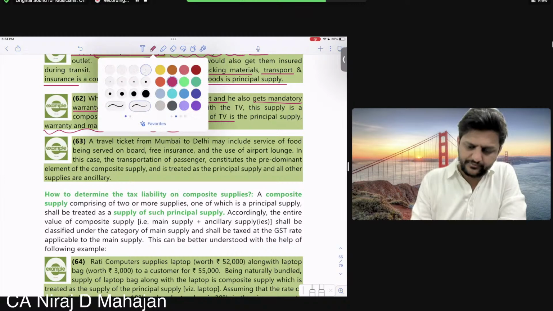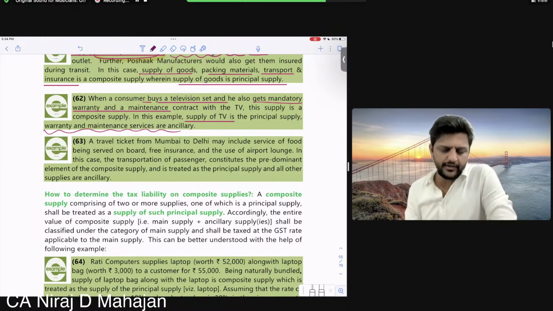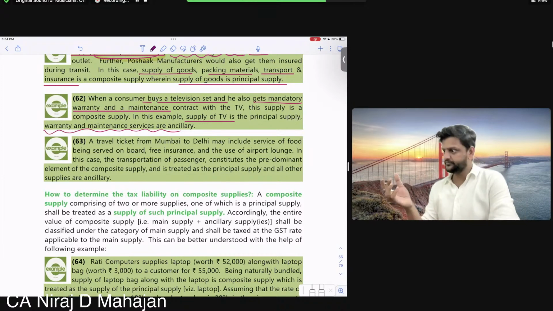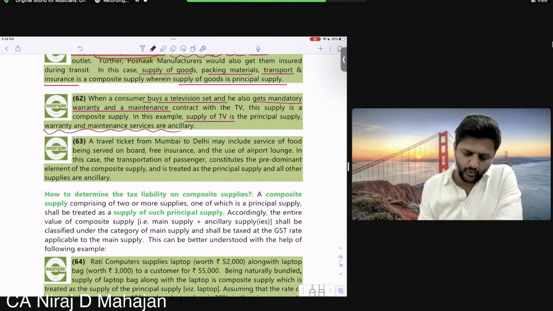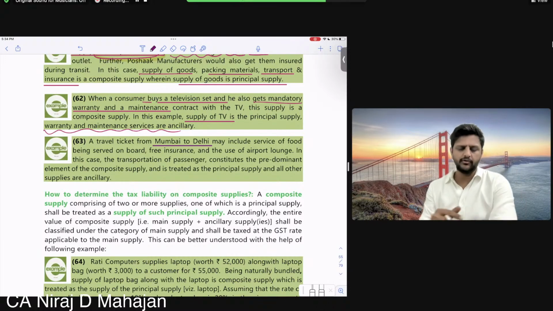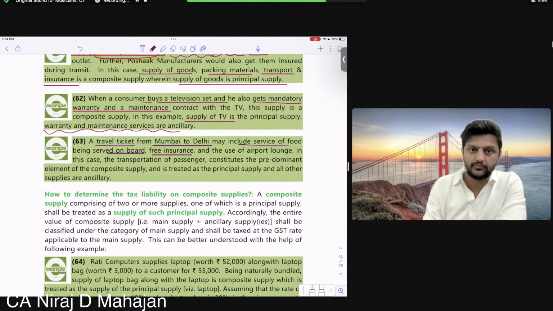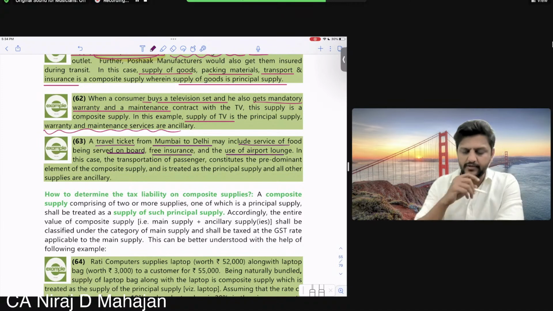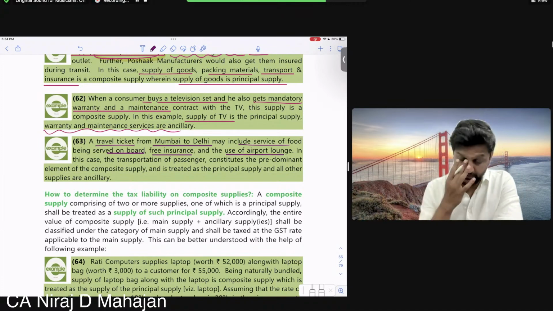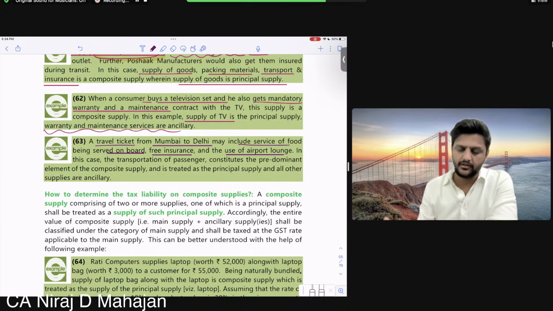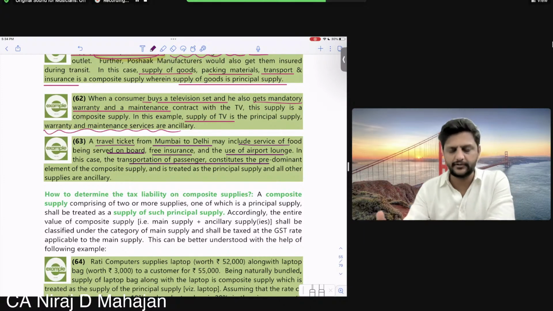Next one, ready? A travel ticket from Mumbai to Delhi may include service of food being served on board. Travel ticket may include food on board, free insurance, use of airport lounge, these services for special customers of that airline only. In this case, transportation of passengers constitutes the predominant supply, and others are all ancillary. Okay.